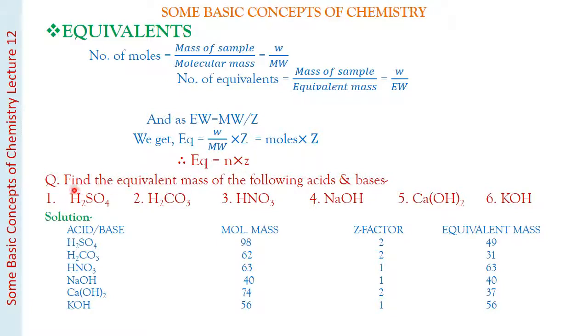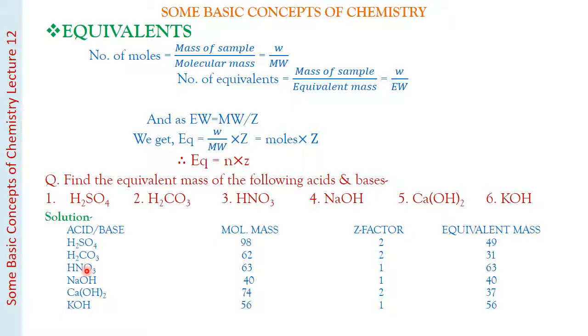And now a question for you. Find the equivalent mass of the following acids and bases. So how do you do that? H2SO4, the molar mass is 98. The Z factor is 2 because it supplies 2 H ions. So we get the equivalent mass to be 98 divided by 2, 49. Then we have carbonic acid H2CO3, again 2 H ions, so the Z factor is 2. So 62 divided by 2 we get as 31.